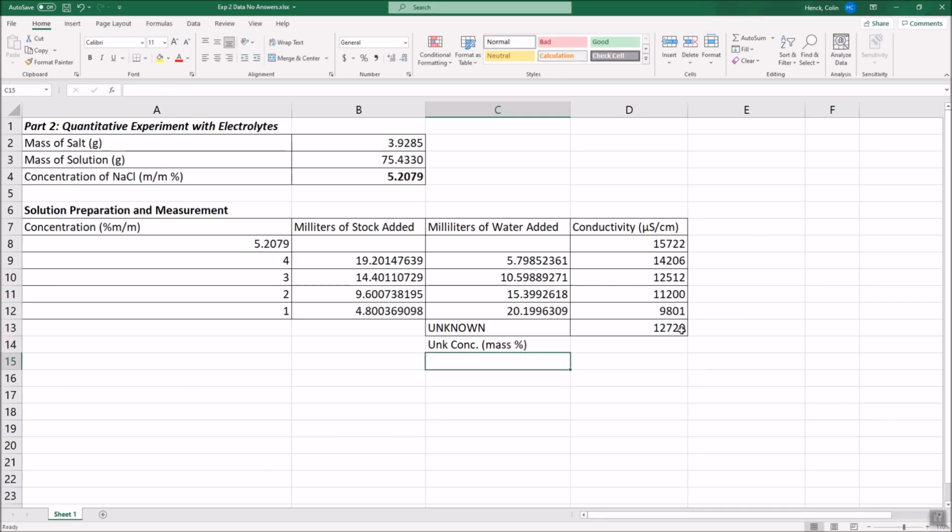So let's just look at these numbers. The unknown conductivity is 12,700 approximately. If we look here, a 3% gives us a response of 12,500, and a 4% gives us a response of 14,200. So you can see that the unknown is somewhere between 3 and 4%, because that's between these two values, and it's much closer to 3 than to 4, because 12,700 is much closer to 12,500 than to 14,200. So we know it's between 3 and 4%, closer to 3.